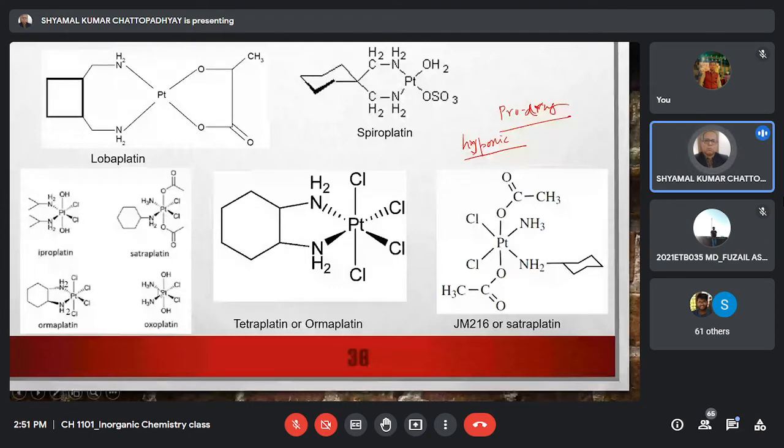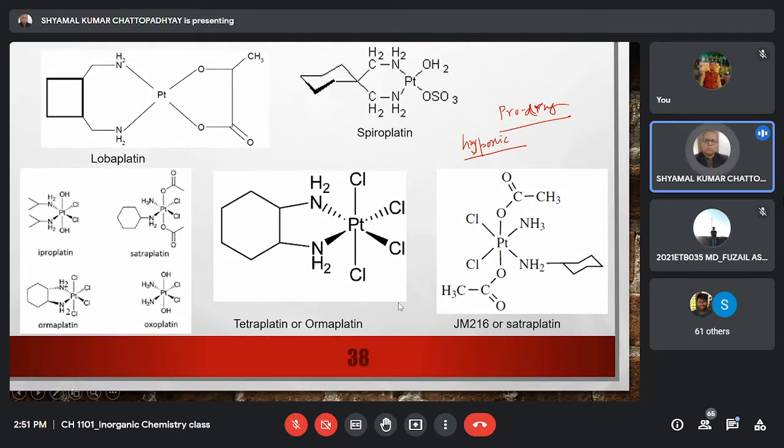And 2 other compounds are oxoplatin, where this part is like the cisplatin, the basal plane, and here we have 2 hydroxy groups. Again, on reduction, this platinum 4 is converted to platinum 2, and you get the cisplatin, and these 2 hydroxy groups go out. And finally, we have satraplatin. Sometimes it is also called GM216. Like Armaplatin is also called tetraplatin.